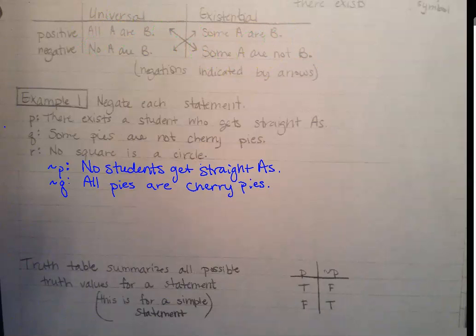Okay, so let's look at the next one. Good call. So no square is a circle. Where does that fall? Negative universal. Good. So we have no. Square is my A term. And what's my B term? Circle. Good. So the negation of R, not R, because I already did Q.